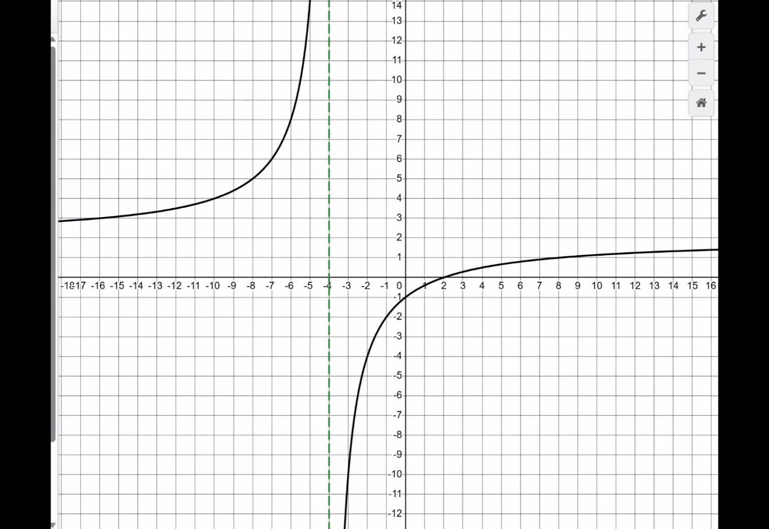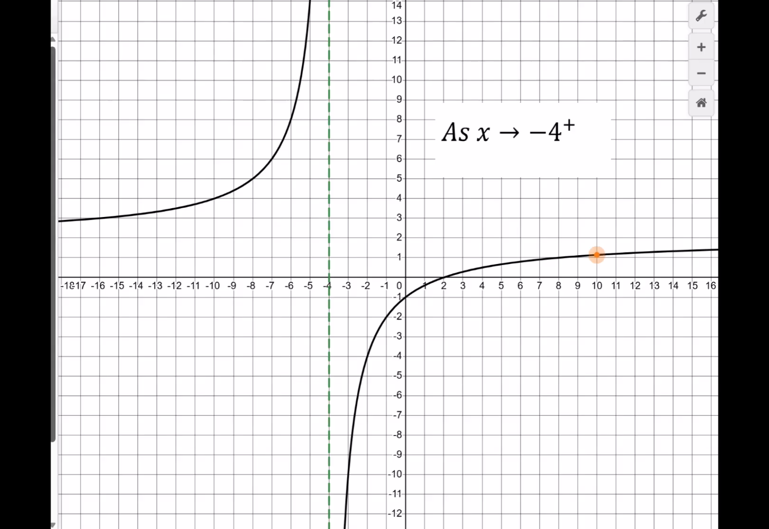From here, I want you to see there's a right side and a left side to the graph. We call the right side of the graph -4 from the positive side. We call the left side of the graph -4 from the negative side. Let's start by looking at what happens to the function as we approach -4 from these two sides.